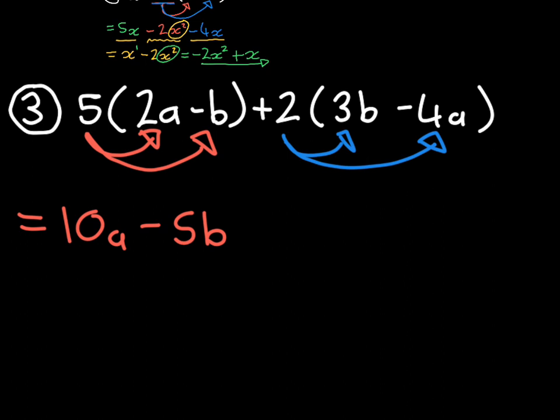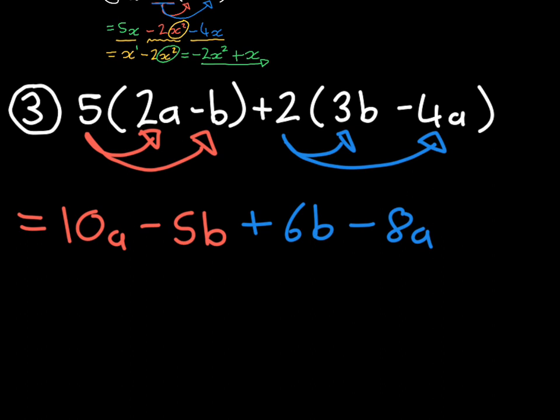Next, we will have 2 times 3b, which is plus 6b. And then lastly, we will have 2 times minus 4a. So 2 times minus 4 is minus 8. So we will have minus 8a.